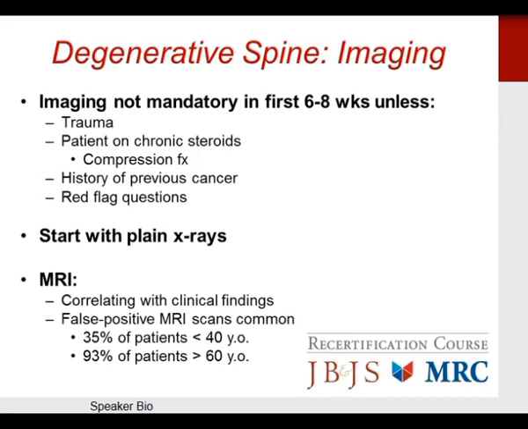Start with x-rays, and then move on to MRI. Remember that MRIs need to be correlated with clinical findings. False positive MRIs are common and can occur in up to 93% of patients who are greater than 60 years of age.